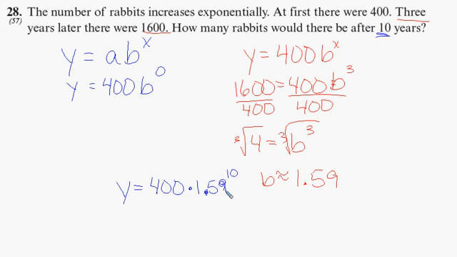So just finish that out by taking your 1.59 to the 10th power, multiply it times 400. I'm thinking you should end up with around 40,637 rabbits. So I guess we maybe should have some rabbit stew.